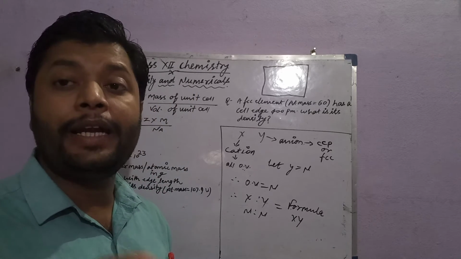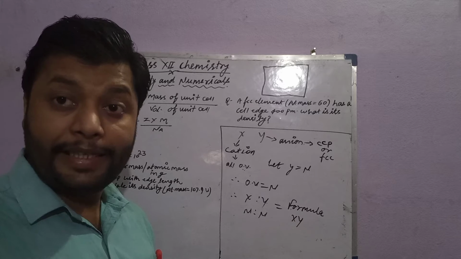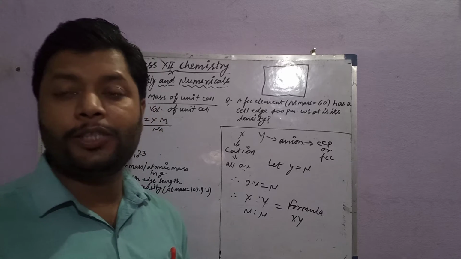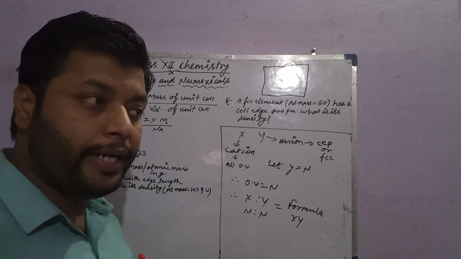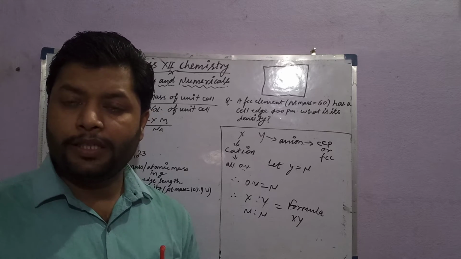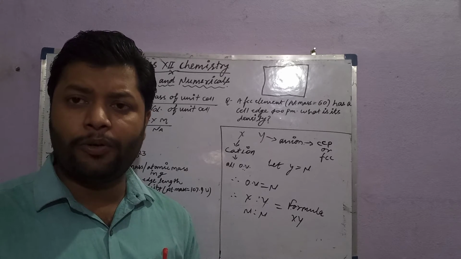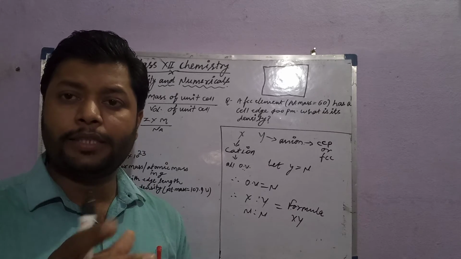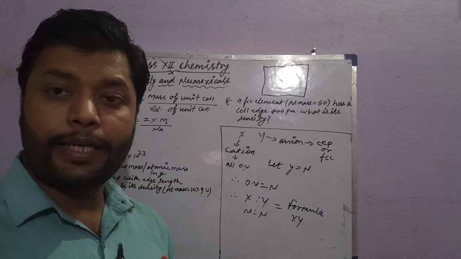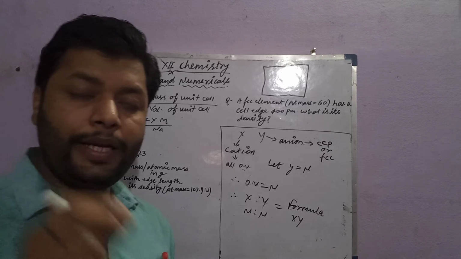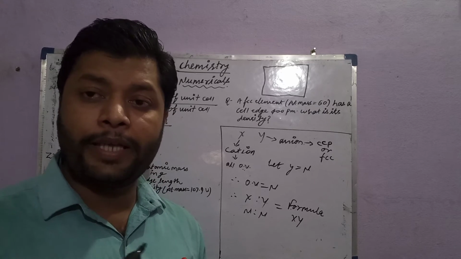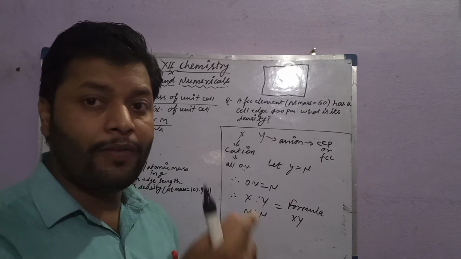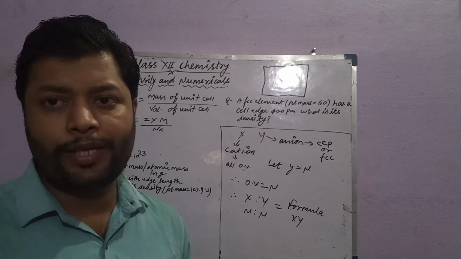For example, cesium chloride, sodium chloride, potassium chloride, calcium oxide. These are the ionic compounds which have a formula like XY, meaning cations and anions are in the same ratio. Whenever the anion occupies the lattice sites and cations occupy all octahedral voids, the formula will be XY. That is the first question.